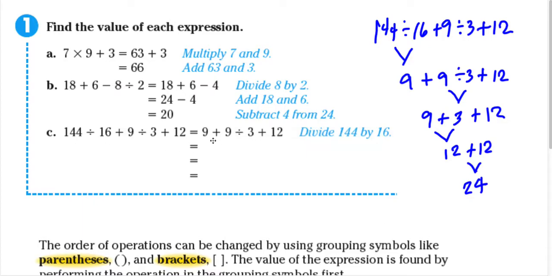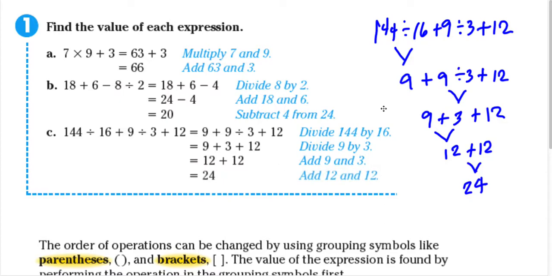Same manner, exactly what we did here. 9 divided by 3 plus 12, and we divide 9 by 3, we get 3, add from left to right, 12 plus 12, and that'll give you 24.